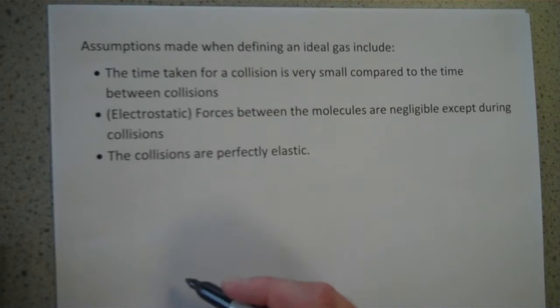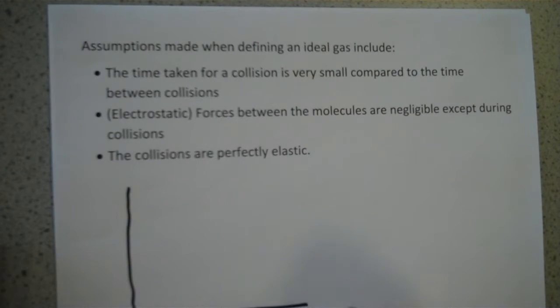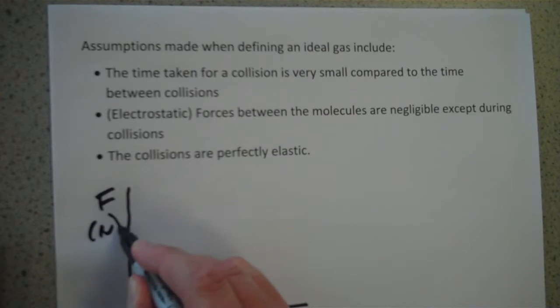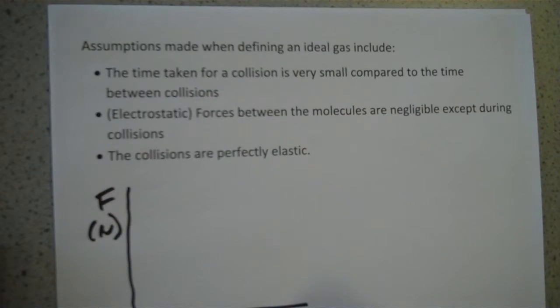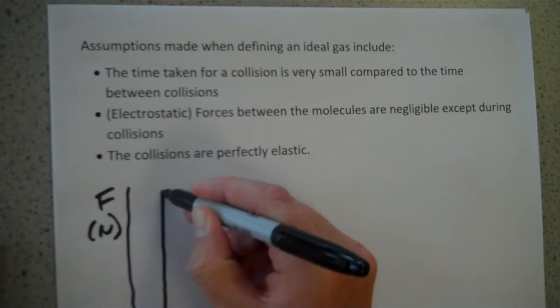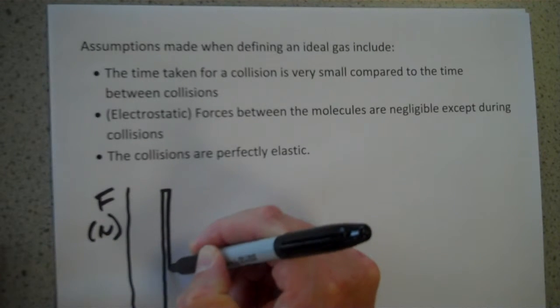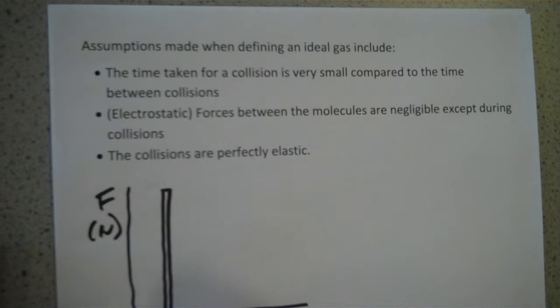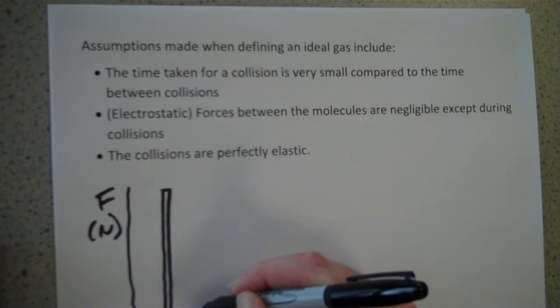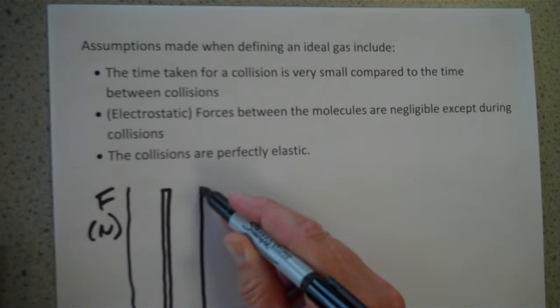So if we do the first two bullet points first, if you like to work in pictures or in graphs, you've got force in newtons, you've got time in seconds, and whilst the molecule is moving from one side of the box to the other, the force is zero. We're just going to look at one molecule interacting with the wall, ignoring all the others. Then it hits the wall, the force shoots up, but the time taken for the collision is negligible, so it's a very small delta t. And then it goes back across the box after colliding with the wall, hits the other side, and then it comes back and does exactly the same again.